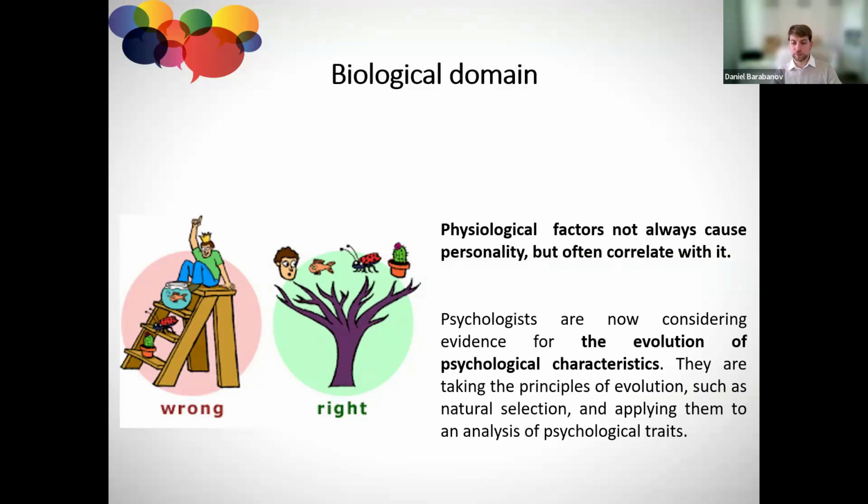Psychologists are now considering evidence for the evolution of physiological characteristics as well. So they start to use evolutionary psychology and evolutionary physiology to understand the differences in physiological characteristics people currently have. It's a very promising area of research, also connected to the biological domain of personality psychology, which we will discuss a bit later in our classes.